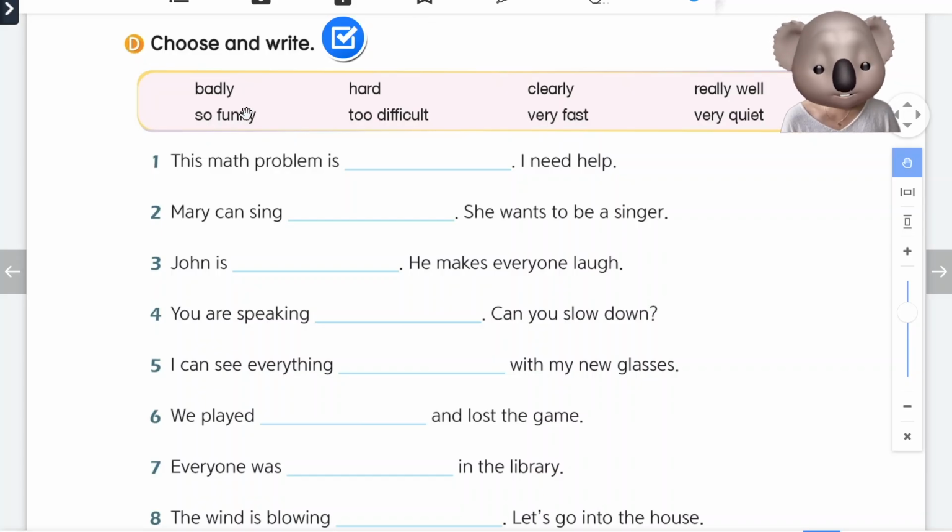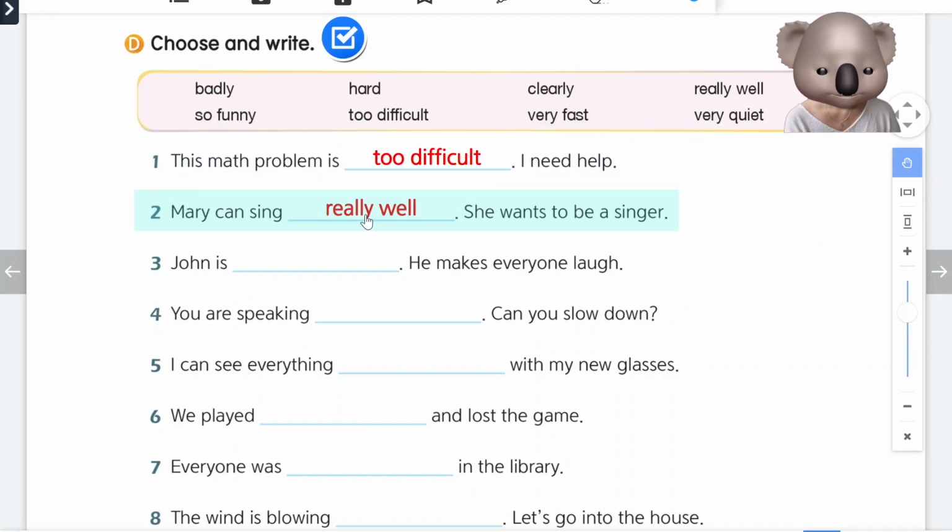so funny, 너무 웃긴, too difficult, 너무 어려운, very fast, 엄청 빠르게, very quiet, 엄청 조용한. This math problem is, I need help. 너무 어려워. This math problem is too difficult. Number 2, Mary can sing. Mary can sing 엄청 잘하게. Really well. She wants to be a singer.